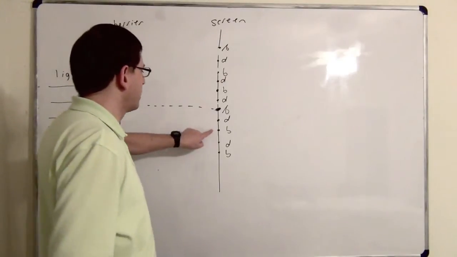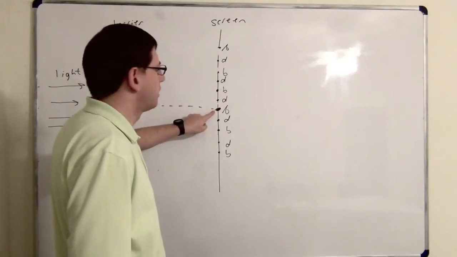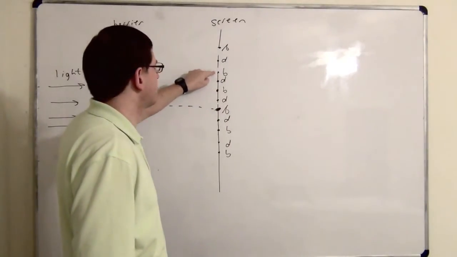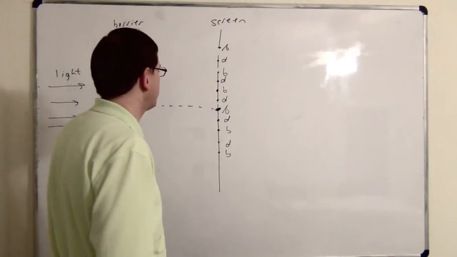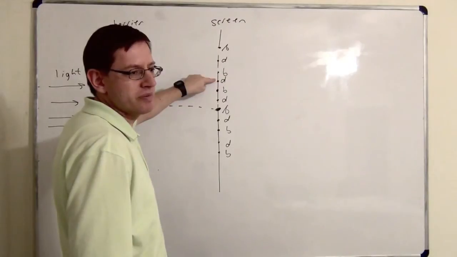So I've labeled these as bright, dark, bright, dark. Verbally, we could say this is the central bright spot. This is the first bright spot above the center. This is the second bright spot above the center. This is the third bright spot above the center. This is the first dark spot above the center. This is the second dark spot above the center.